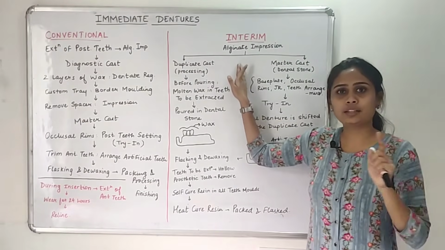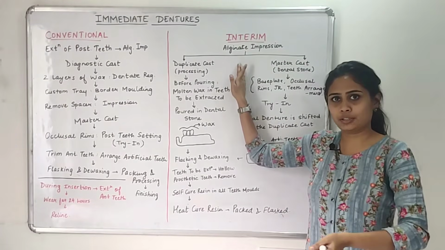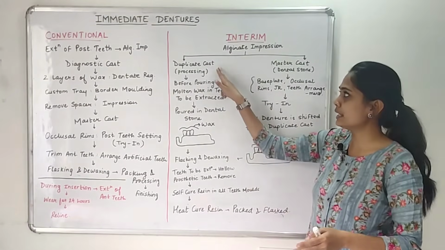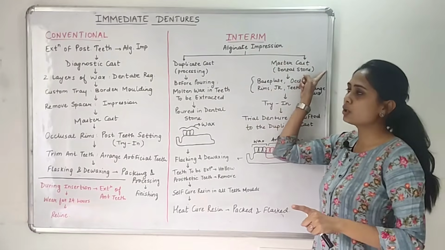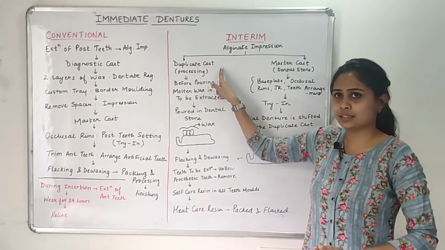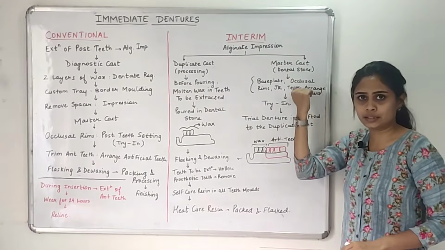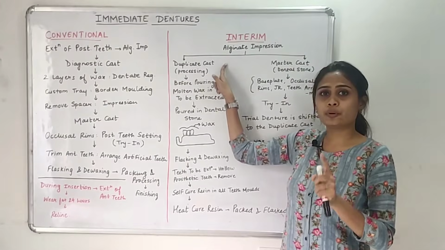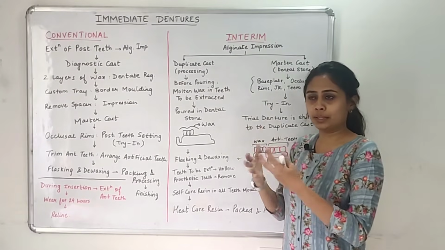After extracting the posterior teeth, we take an alginate impression. With this impression, we make two casts. One we will call the duplicate cast, and one we will call the master cast. In the duplicate cast, we'll do the processing things, and in the master cast, we'll pour it in the dental stone.